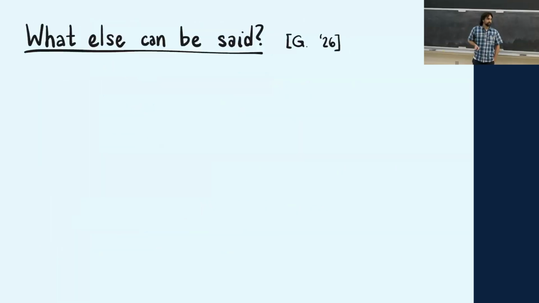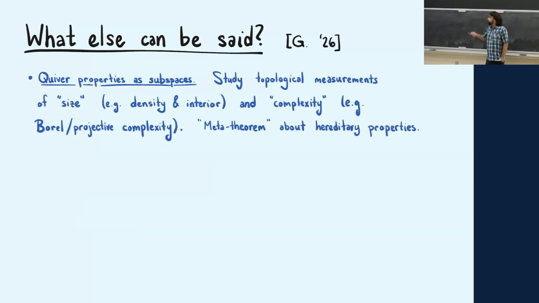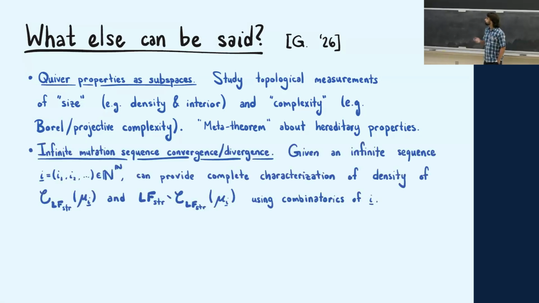Okay, what else can you say in this framework once you've set up all this topology? Well, you can talk about properties of quivers as subspaces of these guys. I can look at the subspace of AF of all acyclic quivers, for example. What does that look like? Turns out that's a closed set. It's got empty interior, it's not dense.